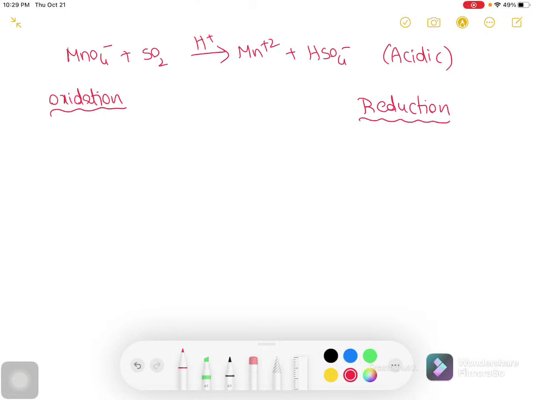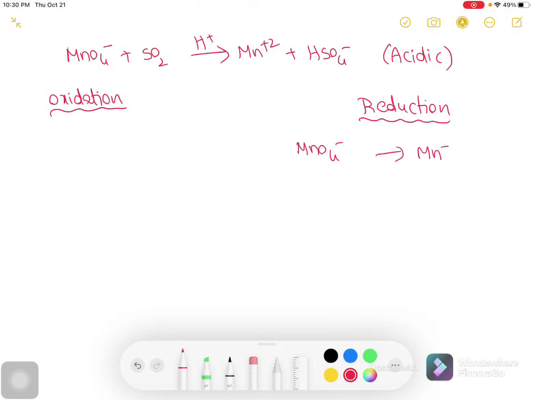Otherwise, directly also, an increase in number of oxygens represents oxidation, and a decrease in number of oxygens represents reduction. So if you take this particular equation, MnO4 minus to Mn plus 2, initially 4 oxygens are there, then on the product side there are no oxygens. That itself represents a decrease in number of oxygens, so we can take this under reduction.